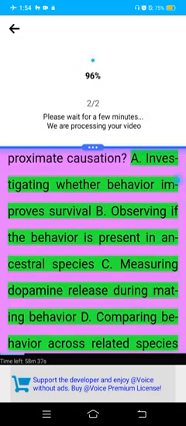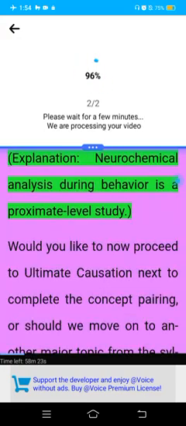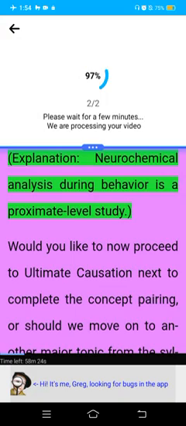A. Investigating whether behavior improves survival. B. Observing if the behavior is present in ancestral species. C. Measuring dopamine release during mating behavior. D. Comparing behavior across related species. Answer C. Explanation. Neurochemical analysis during behavior is a proximate level study.